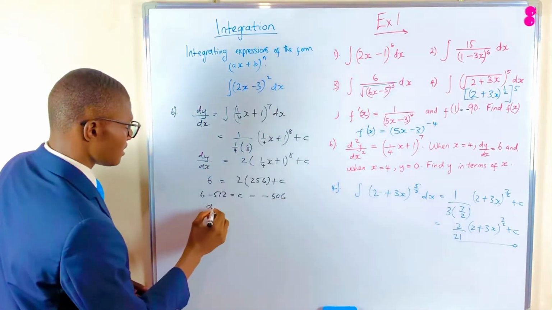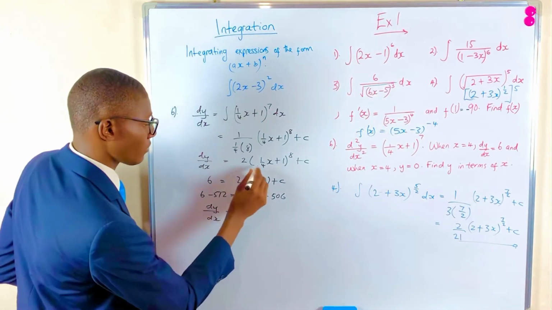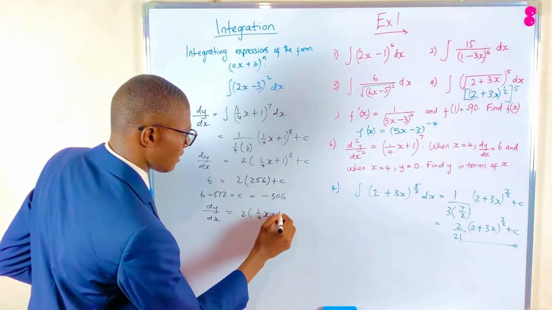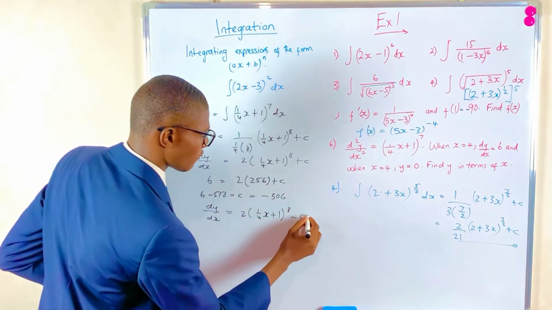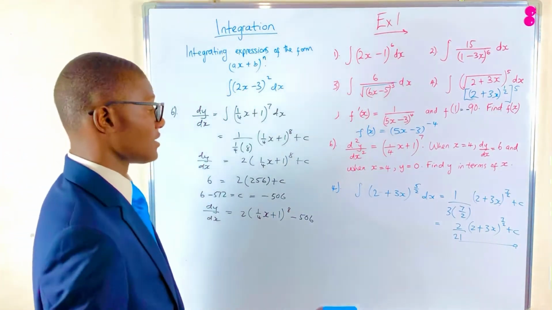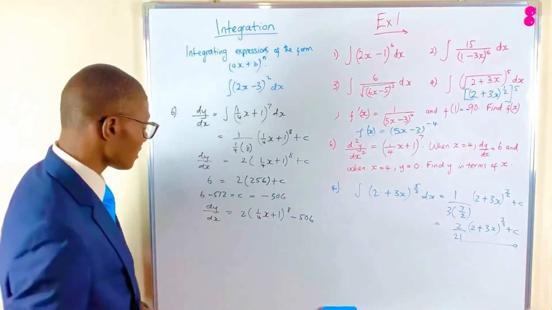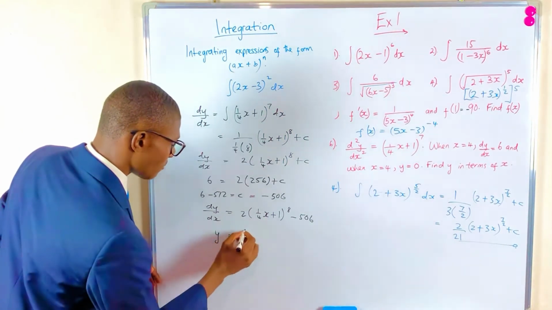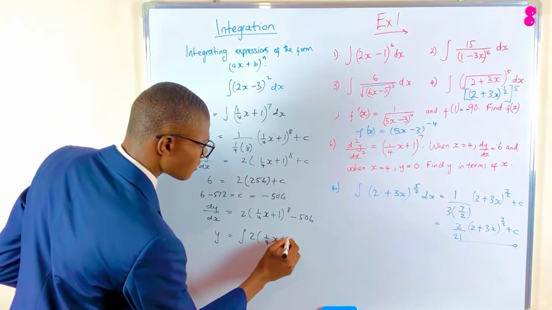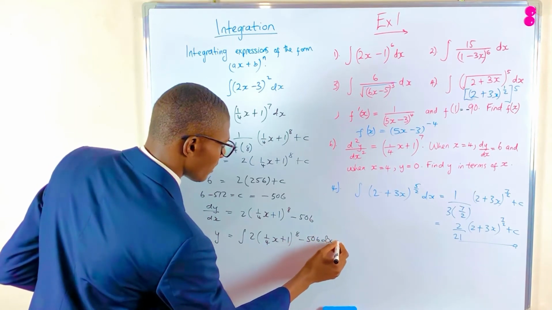So we're saying that dy by dx is equal to 2 times 1 over (4x plus 1) raised to the power of 8, minus 506. Right. But we're required to find y in terms of x. So we shall now integrate as well this gradient function to get our y. So y would be the integral of 2 multiplied by 1 over (4x plus 1) to the power of 8 minus 506 with respect to x.